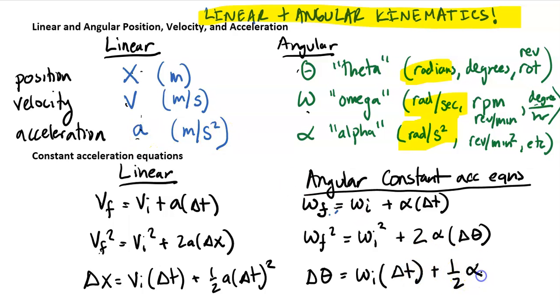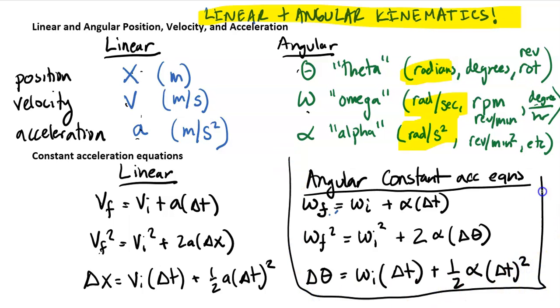I kind of like that A and alpha look similar to me. Alpha looks kind of like an A, which I find helpful. And T is just T. Cool. And these are our angular constant acceleration equations. Oftentimes, we will use the units for all these equations as radians per second or radians per second squared. But as long as you're consistent with your units as you plug in, you'll be good.